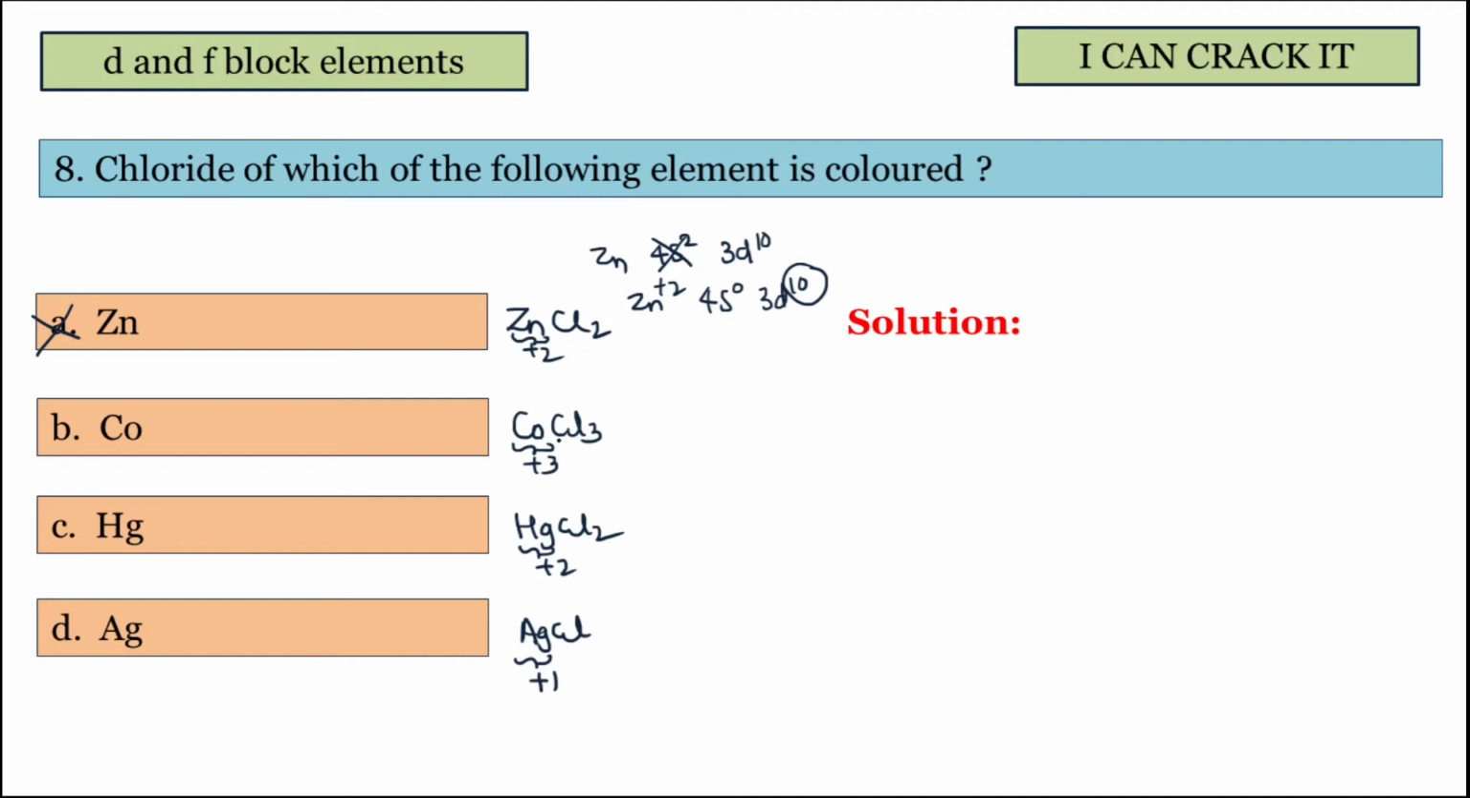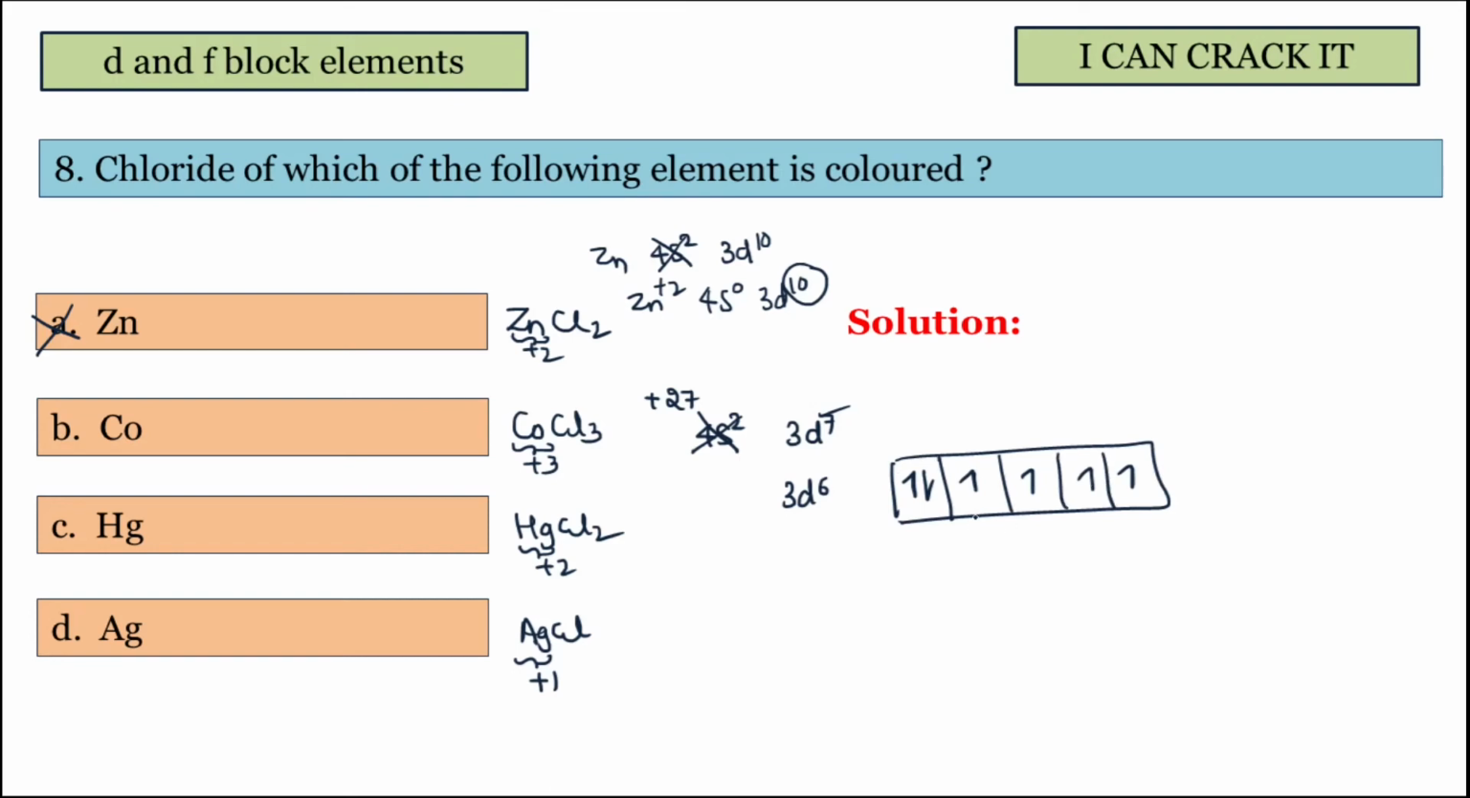If you take CoCl3, Co is atomic number 27. Now I am removing 3 electrons. Its electronic configuration is 4s2 3d7. If you remove 3 electrons, 2 from this, 1 from this, you get 3d6. So 3d6 means 1, 2, 3, 4, 5 and 6, right? If I write the box structure, you have 4 unpaired electrons here, so that is why it is colored.